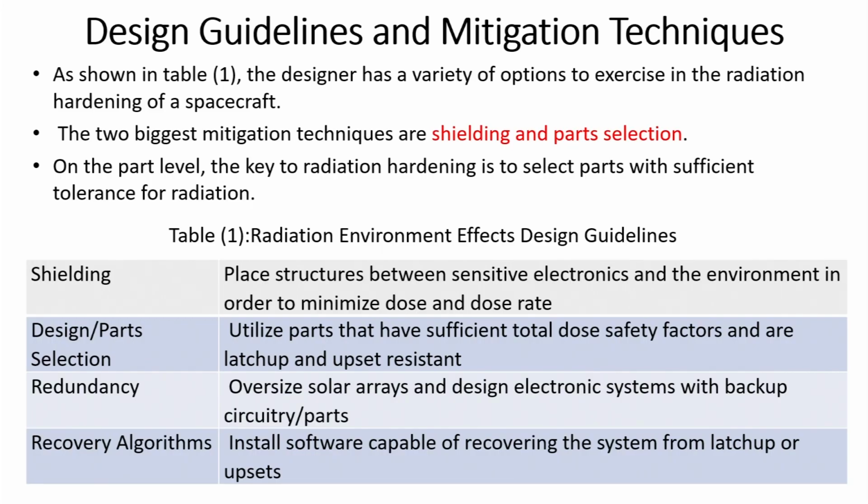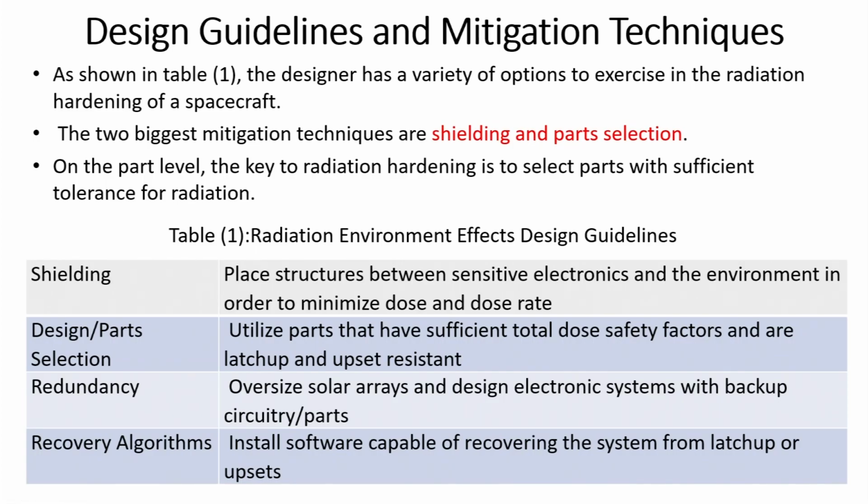So, what is shielding? It is to place structures between the sensitive electronics and the environment in order to minimize the dose and dose rate. This uses a metallic coating or metallic layer between the sensitive electronics and the environment. That is the shielding. Then there is part selection: utilize parts that have sufficient total dose safety factors and are latch-up and upset resistant.